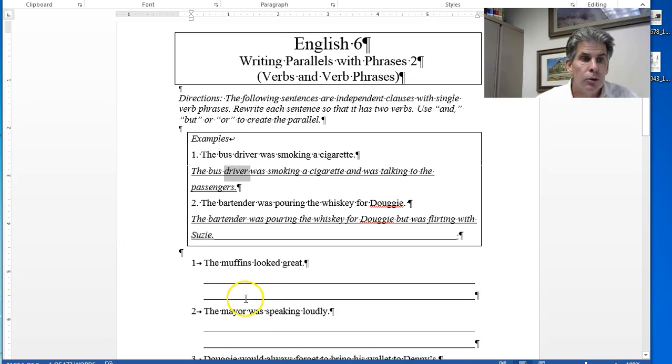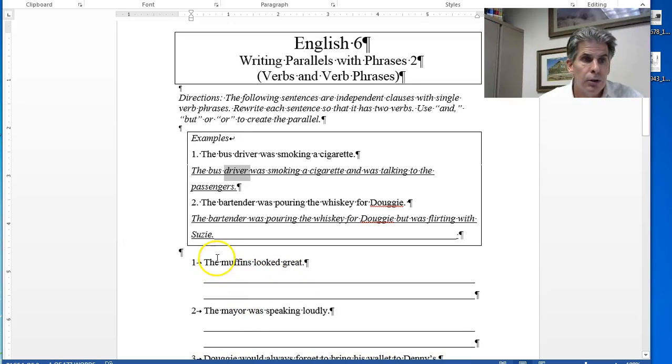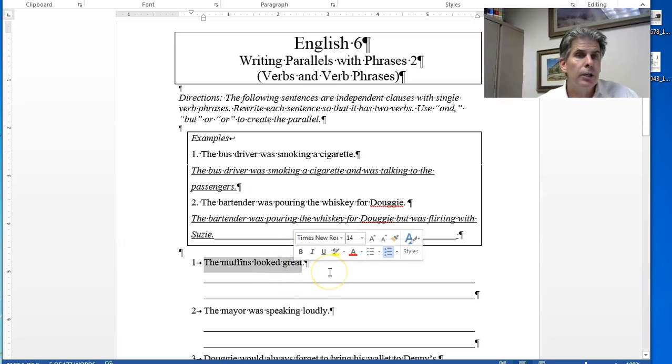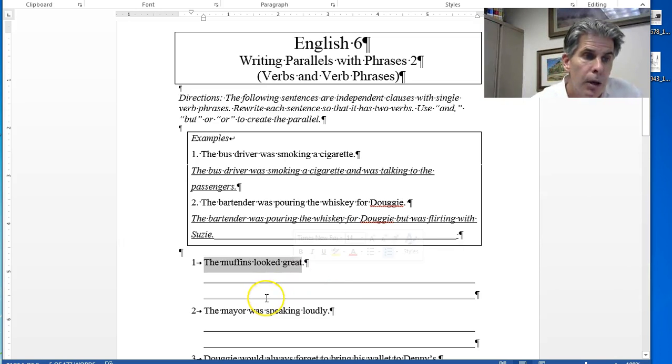And so what you want to do is parallel all these verbs. This one's pretty easy. This is actually a linking verb. The muffins looked great. That's a linking verb. But tasted terrible. But tasted is a parallel of the verb. The muffins looked good and tasted great. I just paralleled the verb. I have the muffins getting described two different ways.